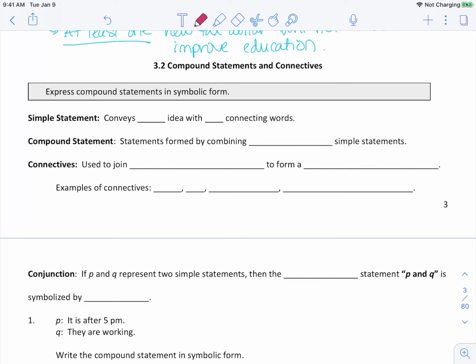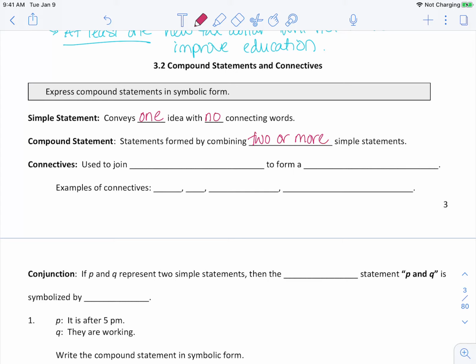Simple statement. This conveys one idea with no connecting words. So again, a simple statement conveys one idea with no connecting words. Compound statement. These are statements formed by combining two or more simple statements. Again, a compound statement is statements formed by combining two or more simple statements.